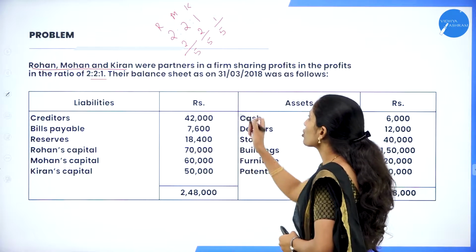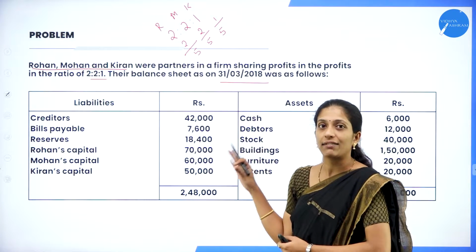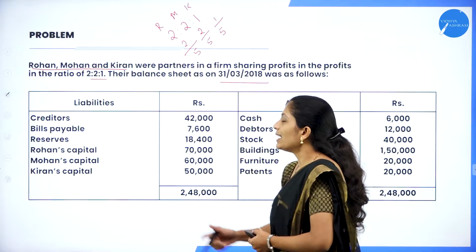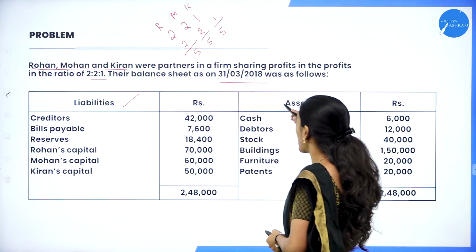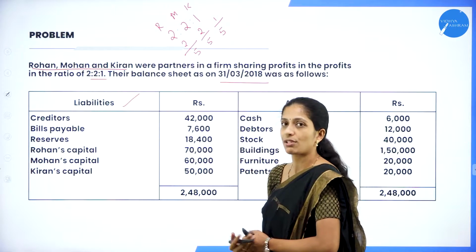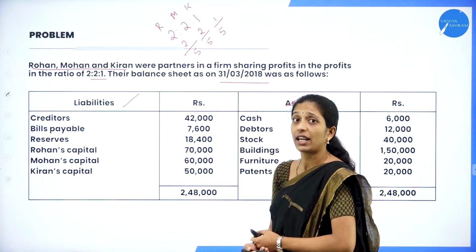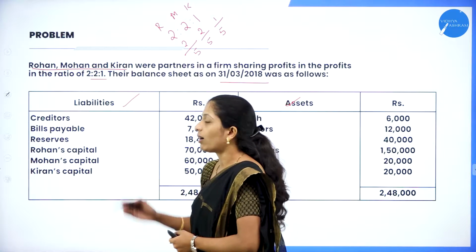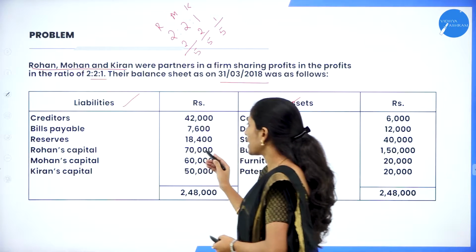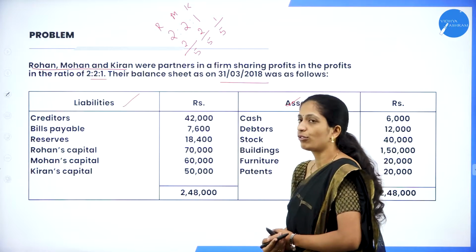Their balance sheet as on 31st March 2018 was as follows. That is, they have given the balance sheet before the retirement of a partner. Now go through the balance sheet here. So they have given certain liabilities, they have given certain assets. So in the liabilities, we have creditors 42,000, bills payable 7,600, reserves 18,400, and they have given capital of all the partner, that is Rohan, Mohan as well as Kiran. So Rohan's capital is 70,000, Mohan's capital is 60,000 and Kiran's capital is 50,000.